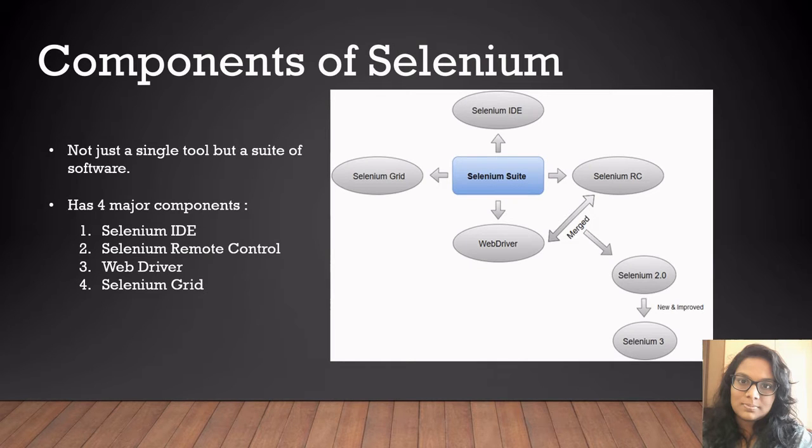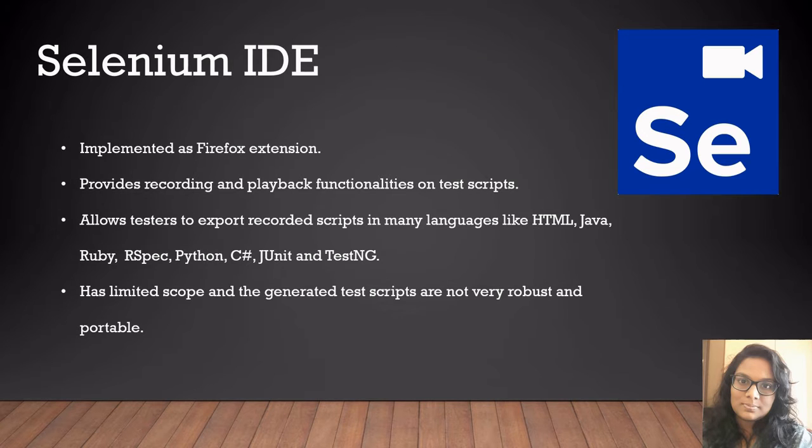Now we come to the components of Selenium. Selenium is not just a single tool but a collection of software, each with a different approach to support automation testing. So it has four major components: the Selenium IDE, Selenium Remote Control, WebDriver, and the Selenium Grid. Selenium Remote Control and WebDriver were merged to form Selenium 2. Now let us get to know the components better.